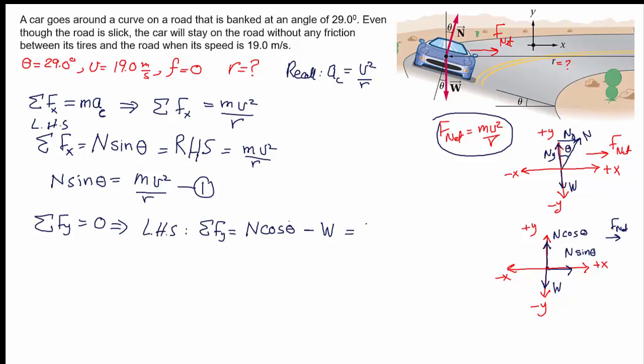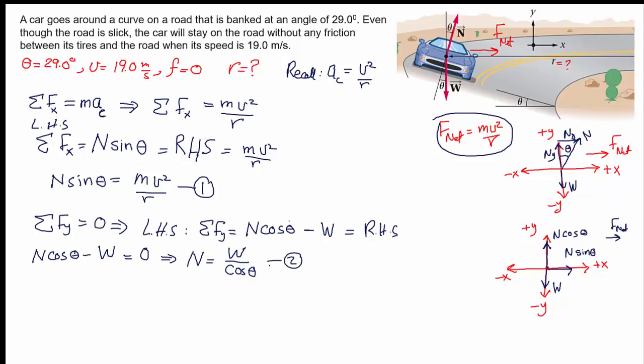Hence, now we have the equation n cosine theta minus w equal to 0. Now what does this equation tell us? It tells us that we can find the normal force in terms of the weight and the cosine of the angle. So the normal force is simply the weight of the object over cosine of the angle. If you are not familiar with the math, we add w to both sides of the equation. This will cancel minus w on the left-hand side. Then we divide both sides of the equation by cosine of the angle. So we'll get this equation. Let's call this equation number 2.